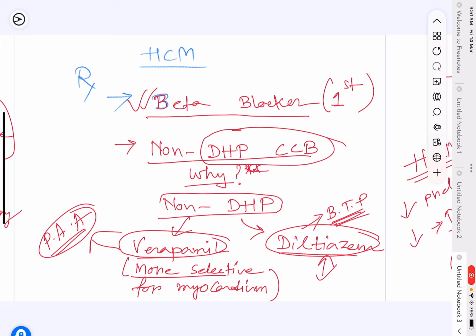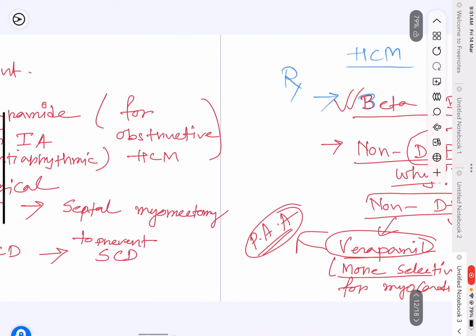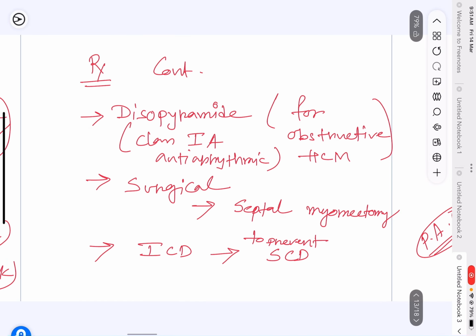If I talk about only DHP calcium channel blockers, okay, amlodipine, nicardipine, all these, they are the DHP CCBs. Okay. And next, for obstructive type HCM, that is for HOCM, use disopyramide. Disopyramide is a class 1A antiarrhythmic.